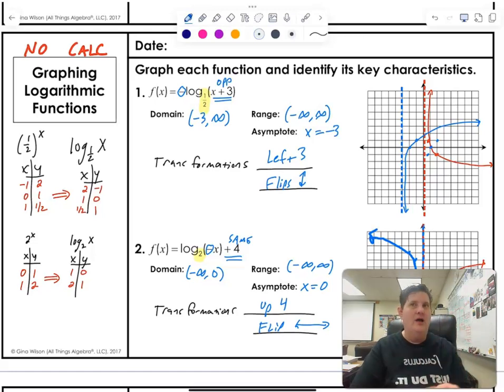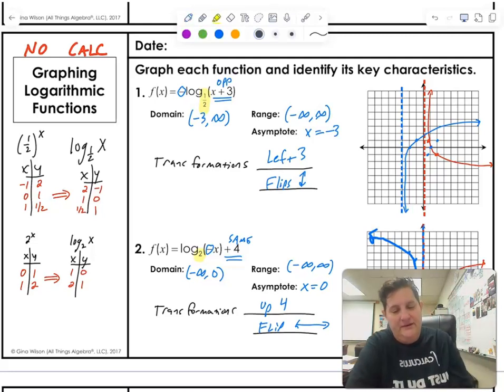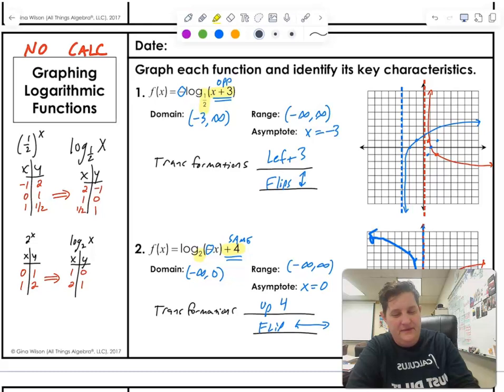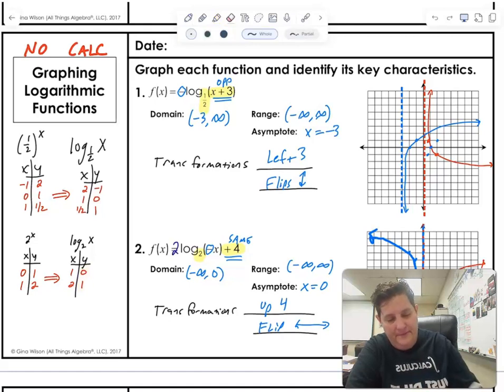I'll have left and right shifts and up and down shifts. Remember, inside is left and right, and it's opposite. Outside is up and down, and it's the same. And then, like I said, I think there is one question on there where I have like a 2 in front or something. And then that just means you go over here and multiply your y values by 2. All right? And that's going to be like a third of your test.